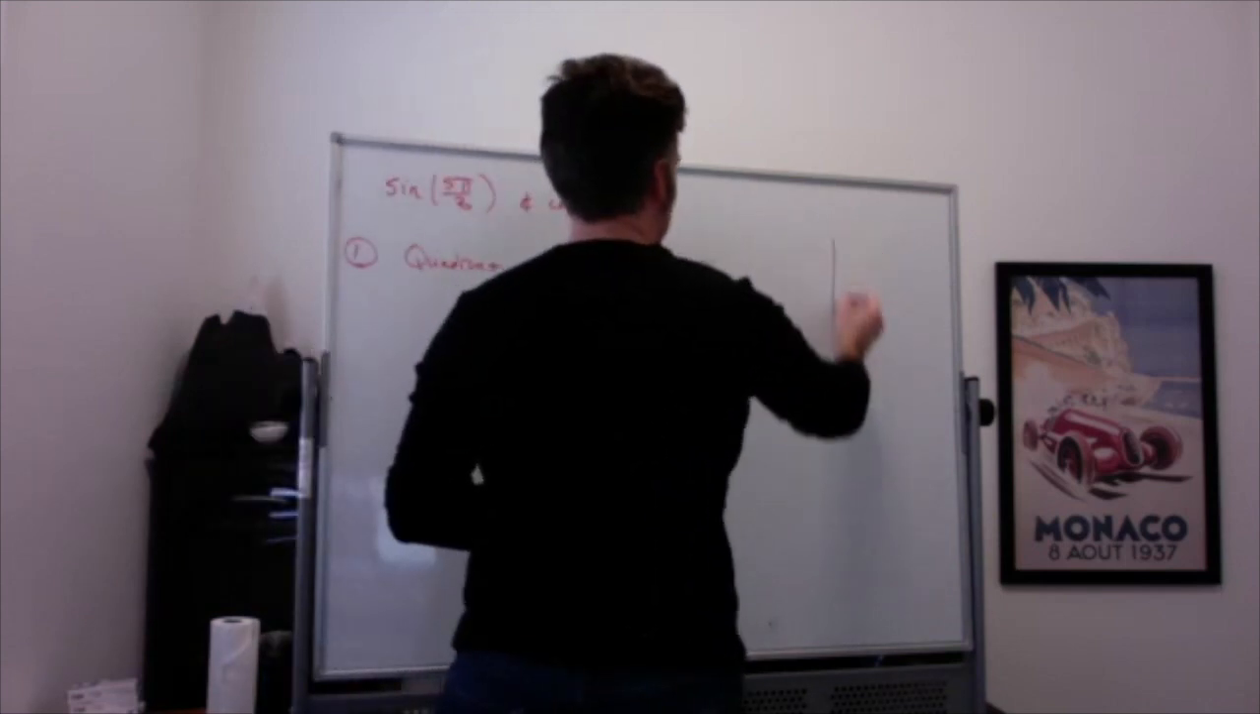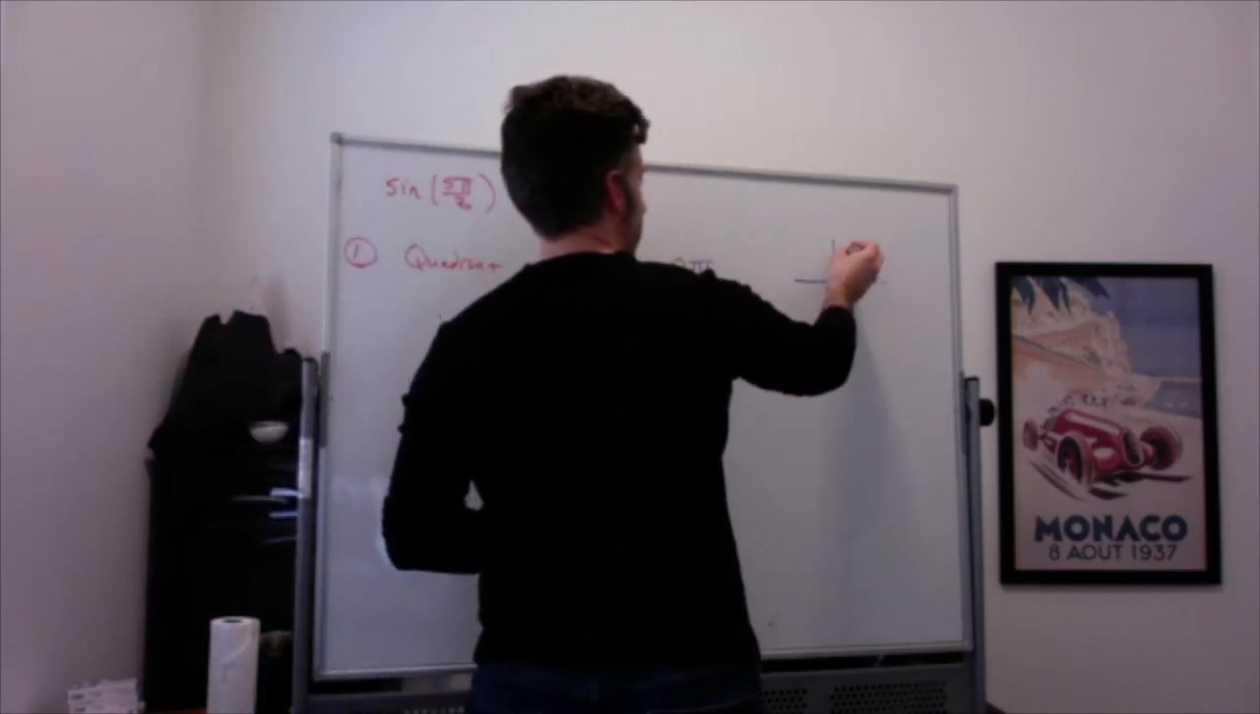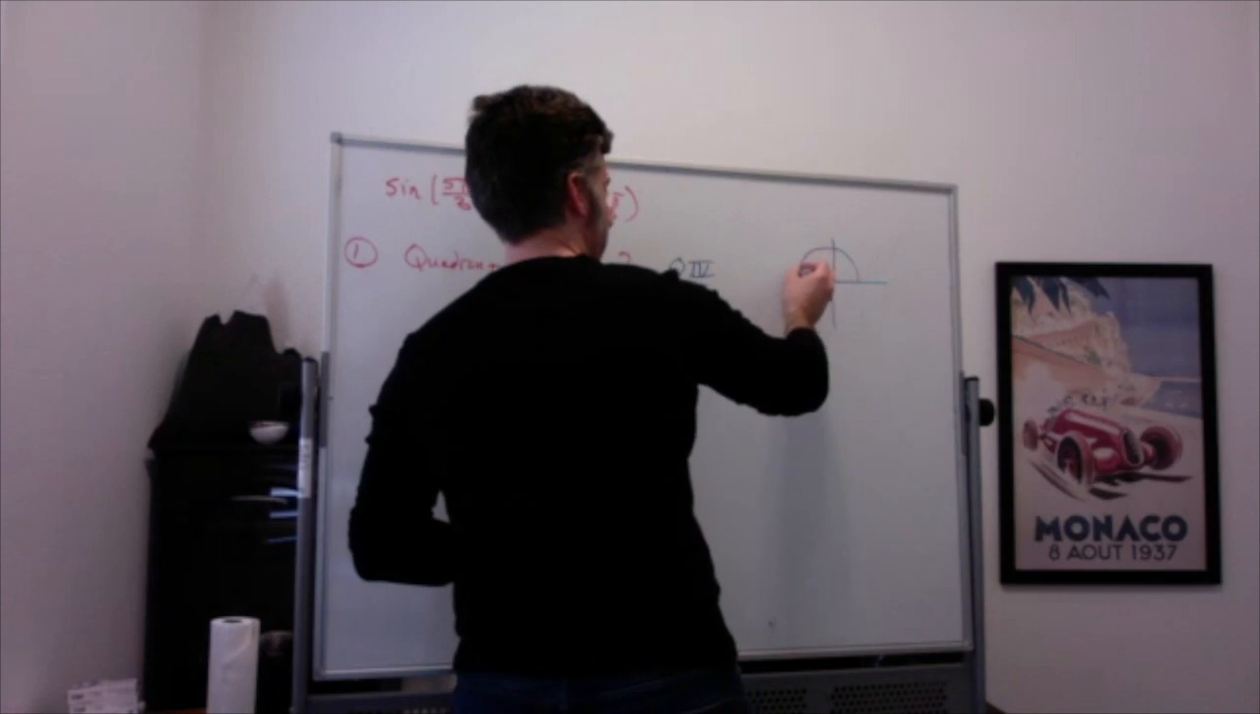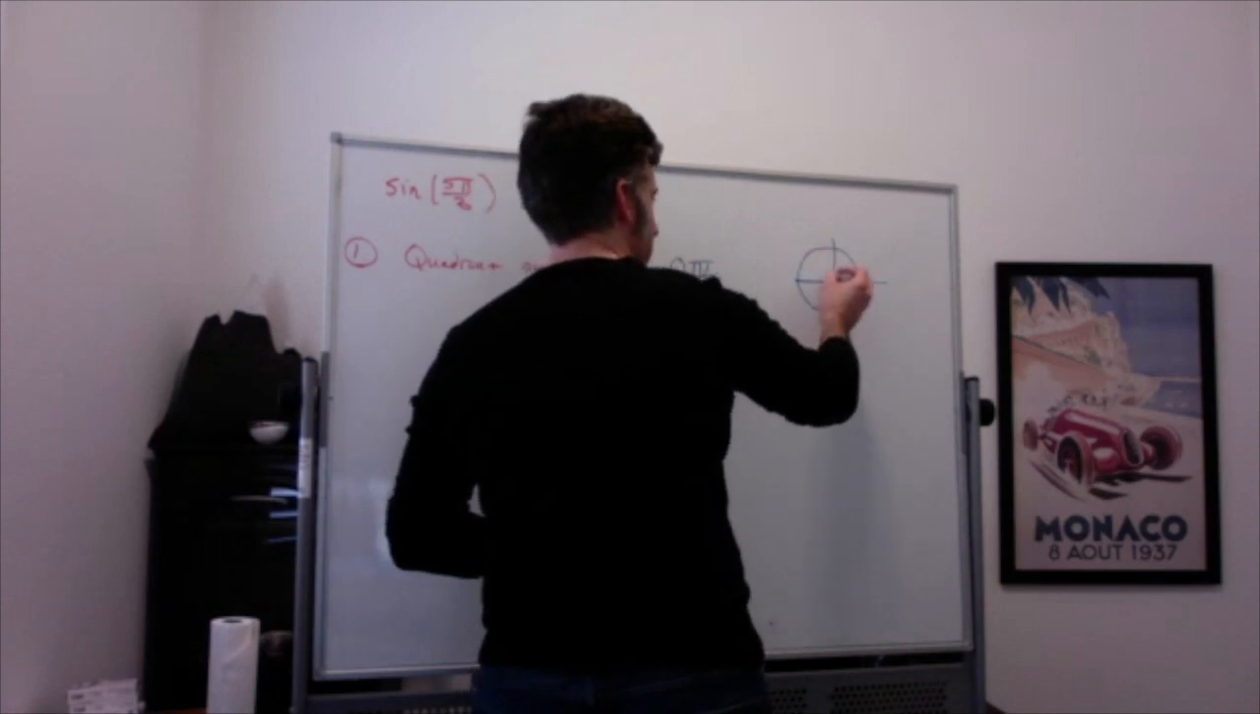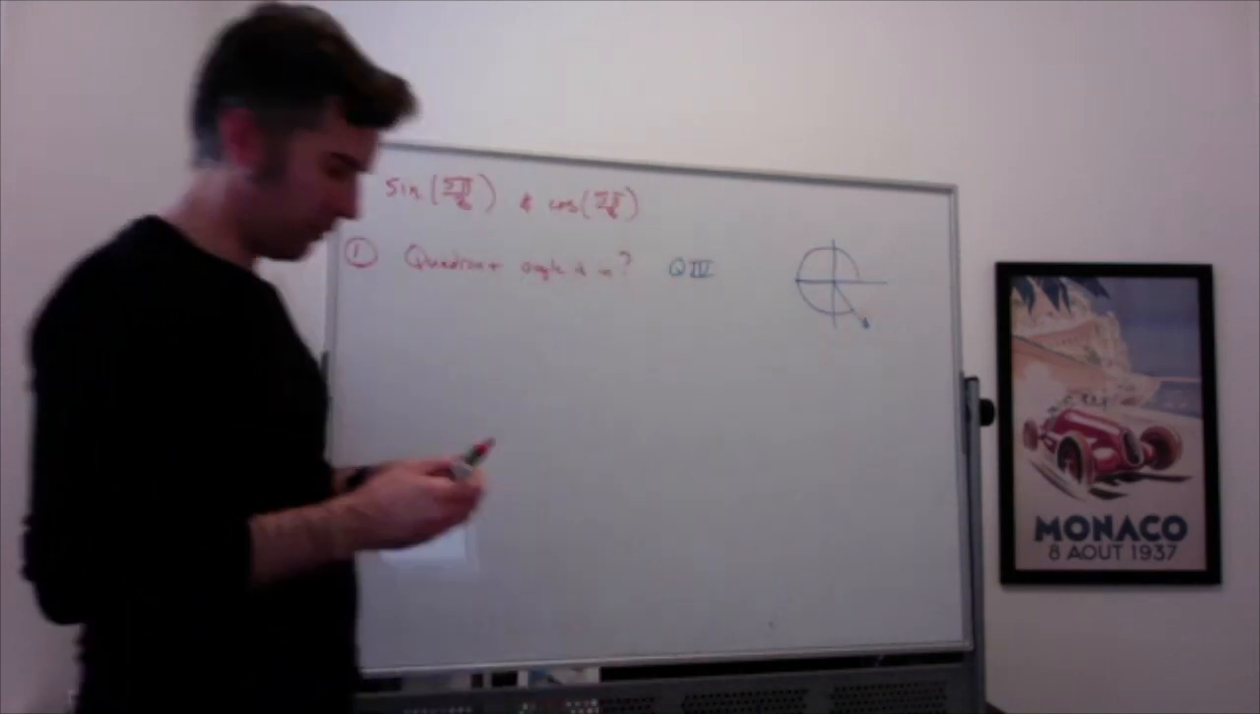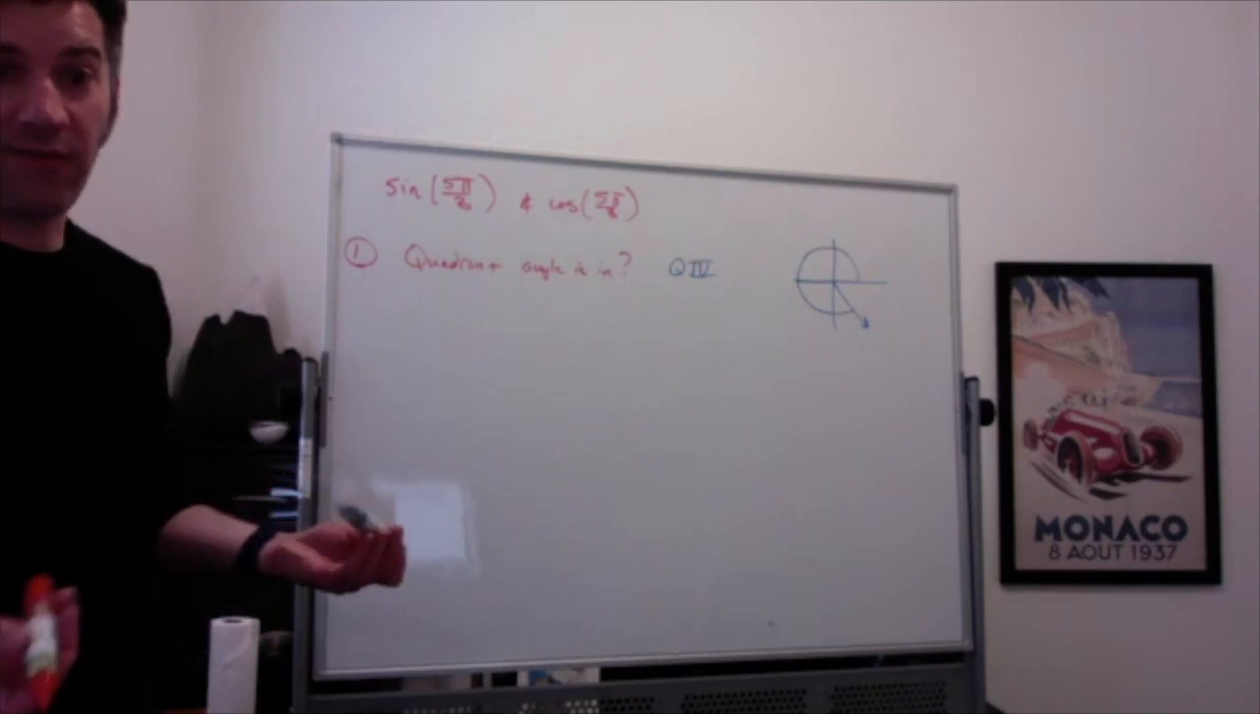So I'm in quadrant 4. Or you can also draw it. Say, there is 1 pi over 3, 2 pi over 3, 3 pi over 3, 4 pi over 3, 5 pi over 3. Quadrant 4.